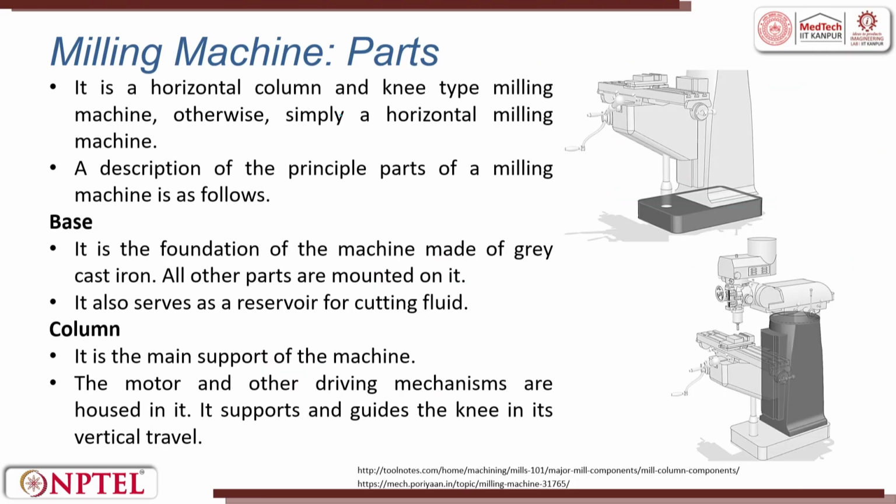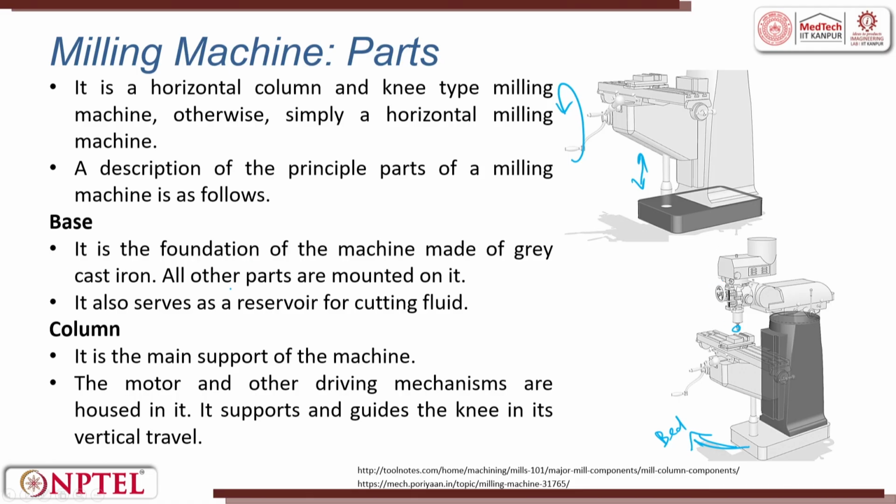In the horizontal column and knee type milling machine, otherwise simply a horizontal milling machine, you see the following description. Say for example, you have this vertical motion moving up, this handle rotating. So, this is the bed base or the bed, and this bed is mounted on a column. Then this column is housing the cutter, along with all the adjustments.